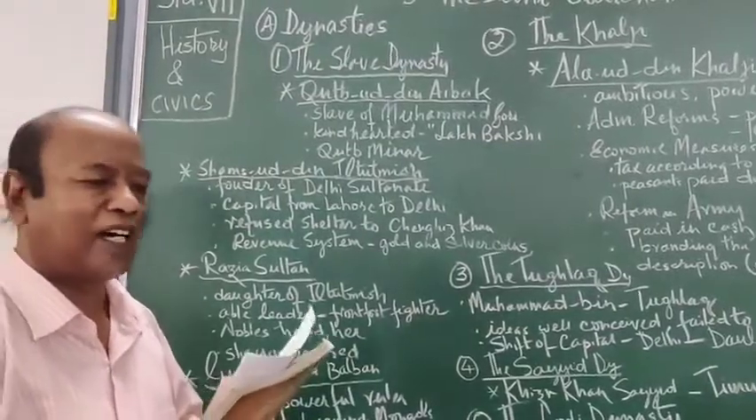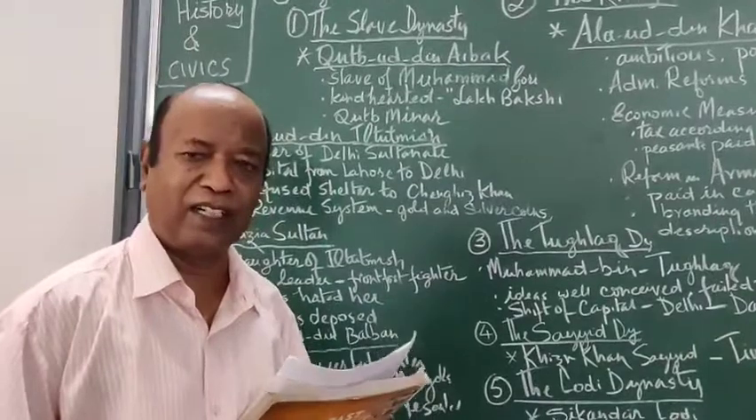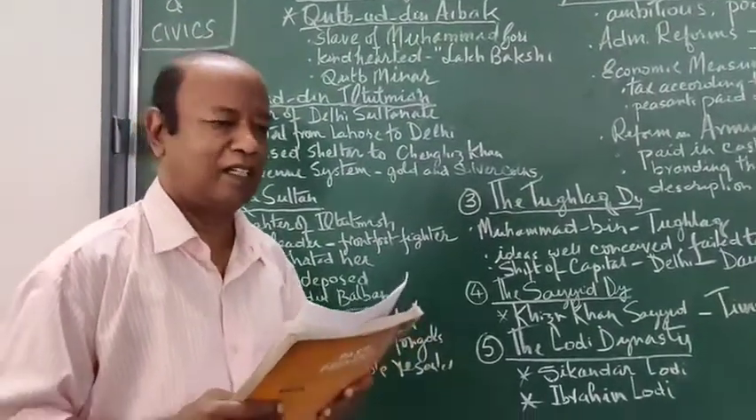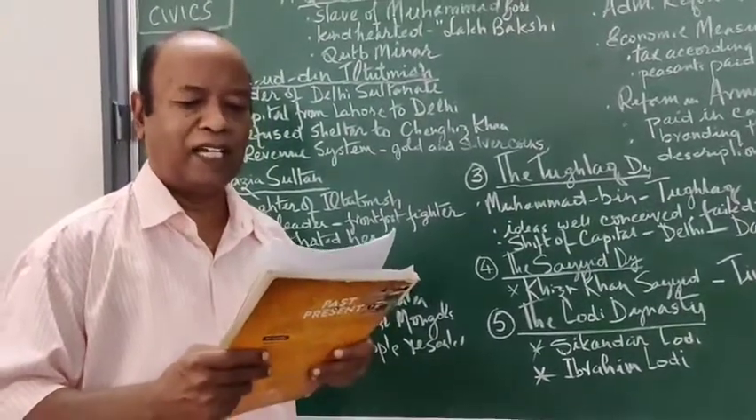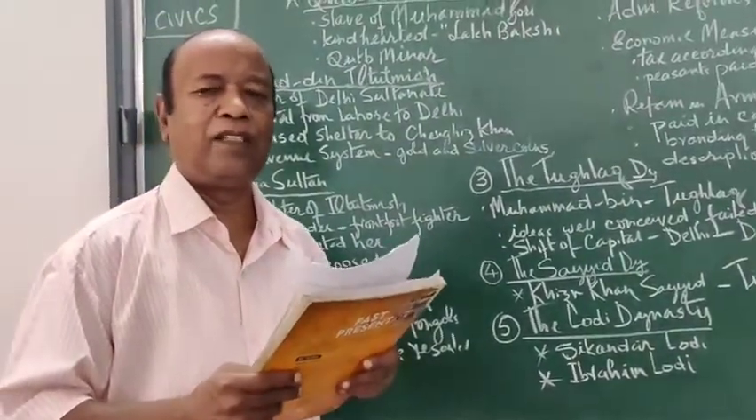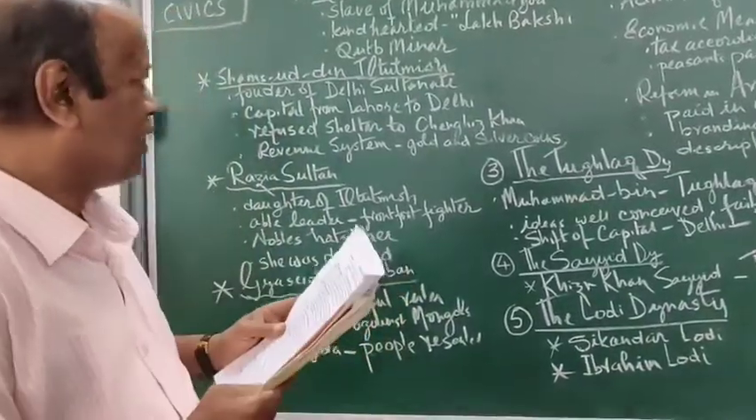Once Genghis Khan came looking for shelter. Iltutmish didn't give him the shelter because he wanted to save his land, his empire, from him. He knew that if he gave shelter to him, they would be in trouble. That's why he took the very good decision of not giving him shelter in his kingdom.